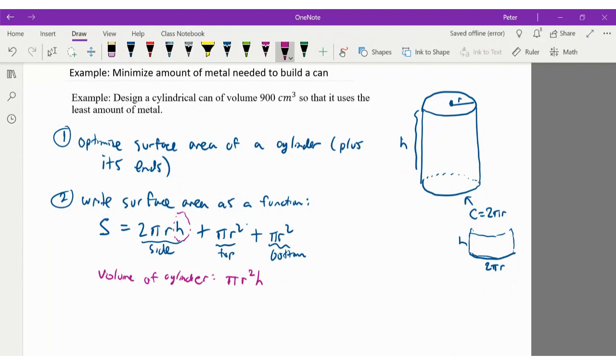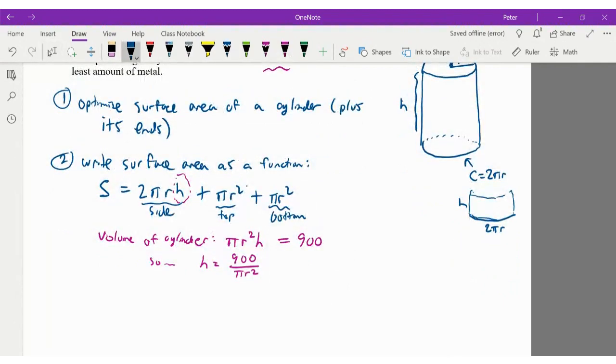And we also know from the problem statement that that's going to be a fixed 900. So that gives us h is equal to 900 over pi r squared. So that means that S is going to equal 2 pi r times 900 over pi r squared plus 2 pi r squared, because I'm going to add the top and bottom together.